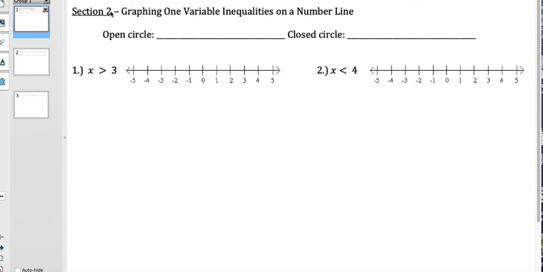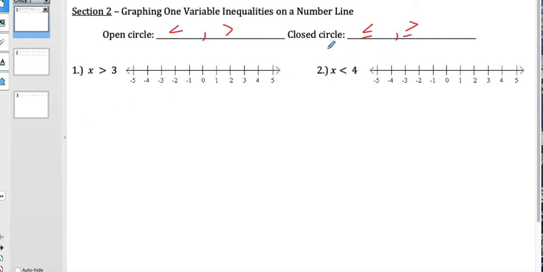In this video, we're going to cover section 2, graphing one variable inequalities on a number line. In order to graph one variable inequalities, we need to understand when to use an open circle and a closed circle to indicate what values are possible. When we are going to work with an open circle, you will see a less than or greater than sign, meaning that I want to be, for instance, in number 1, bigger than 3, but I do not want to include it, where closed circles will be less than or equal to signs or greater than or equal to signs.